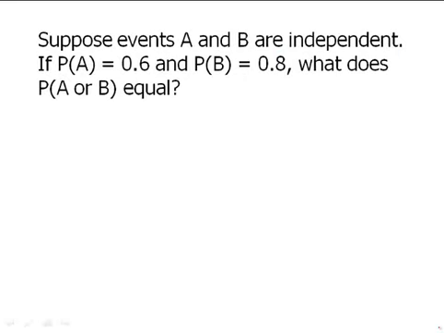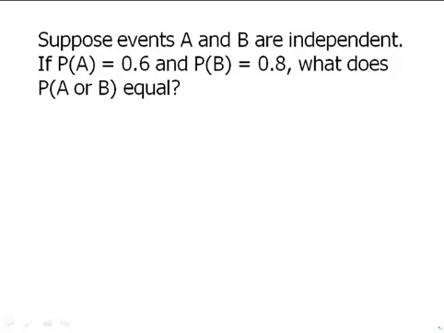Finally, we get this algebraic equation. We don't even know what the events are, but we're told that they're independent. Sometimes the problem will just tell you A and B are independent. Probability of A is 0.6, probability of B is 0.8. What does the probability of A or B mean?